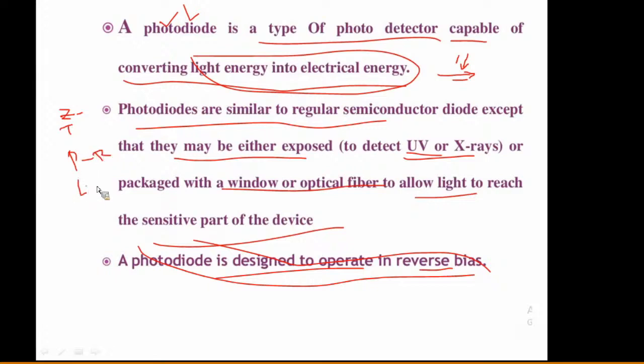Next, the light emitting diode, the LED, is going to operate in forward bias. Just remember the things: in which direction we are going to operate the device to achieve its actual property.